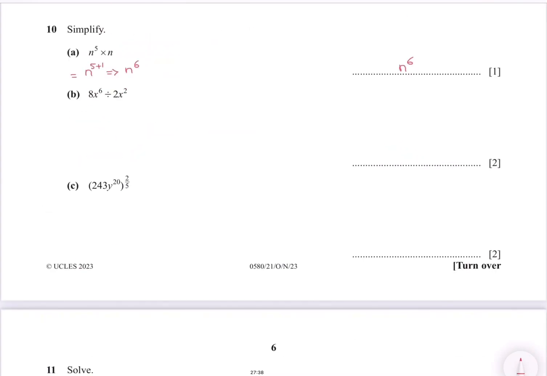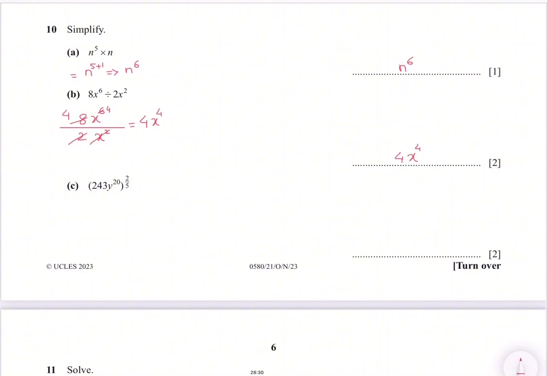243 y power 20, whole power 1 over 5. So you should look for the base of 243. What is the base of 243? Sorry, we are doing part B first. 8x power 6 divided by 2x squared. So divide it like that and simplify it. So 2 goes with 2 in the numerator, so 4x are left. So your answer is 4x power 4.